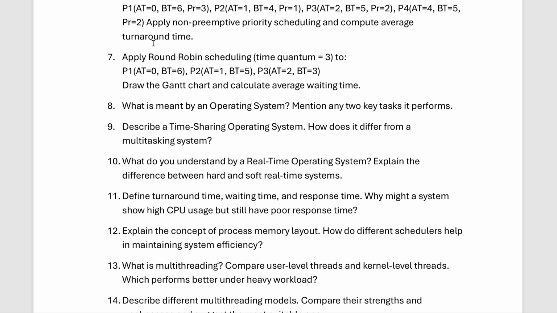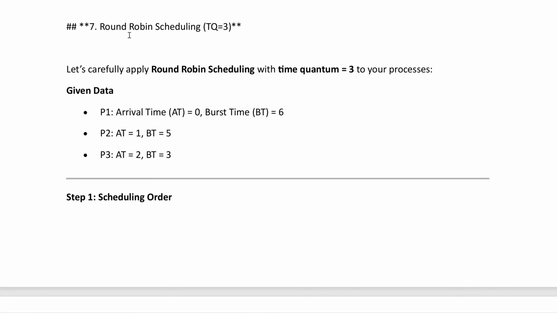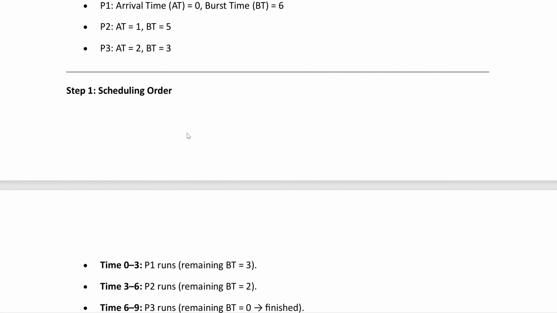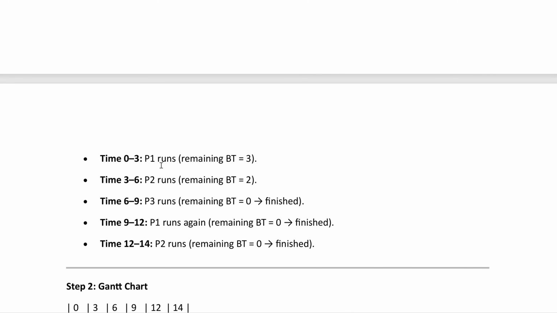So first of all, we can draw the Gantt chart. P1 arrives first, so P1 will execute for what time quantum, for 3. Although the burst time is 6, it will not run for the entire 6 units, because the time quantum has been given to us as 3. So this is the Gantt chart, as you can see here. This is the scheduling order. I will also be showing you the Gantt chart.